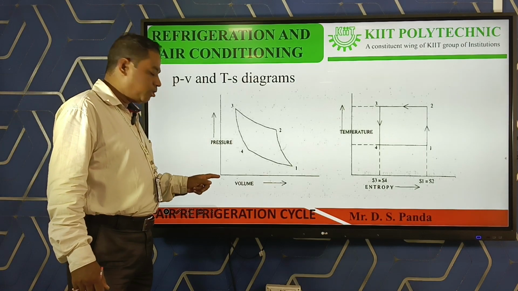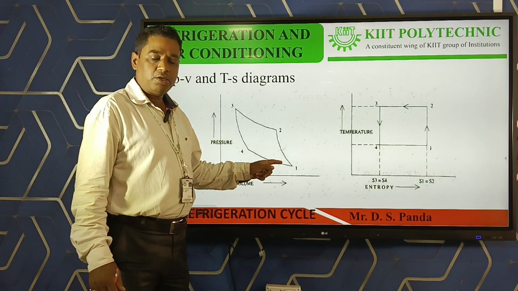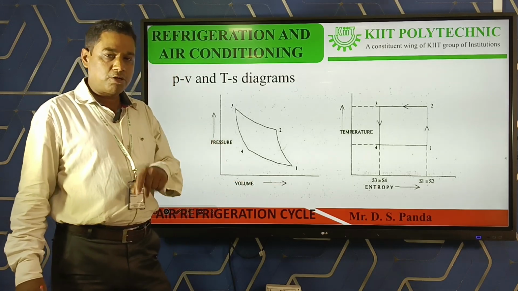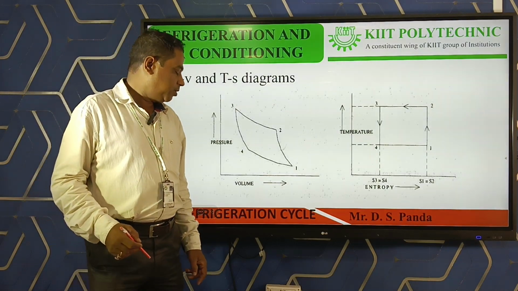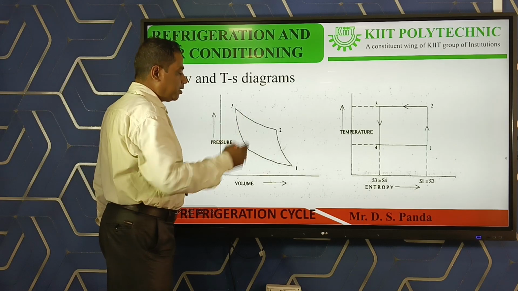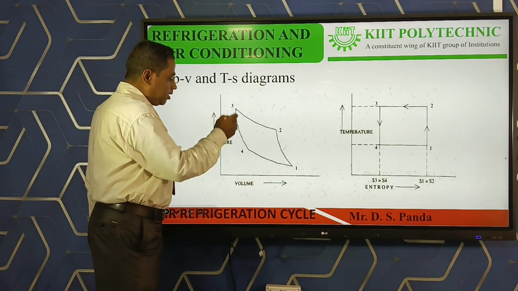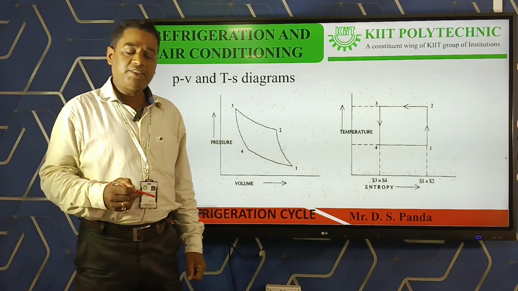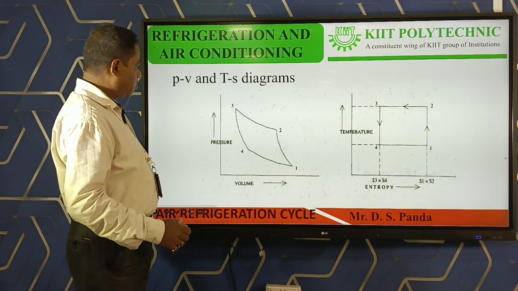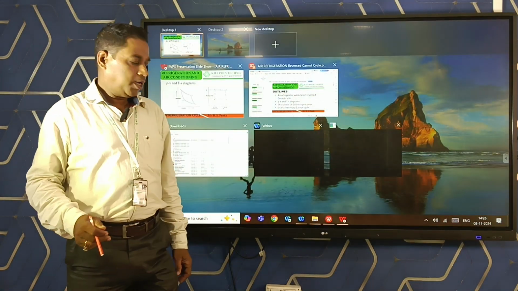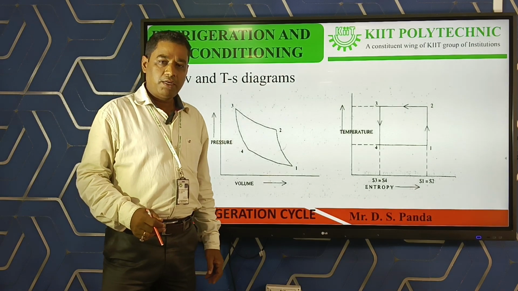This one is the pressure volume diagram of the reverse Carnot cycle, and basically it consists of two isentropic processes and two isothermal processes. 1 to 2 is isentropic compression, 2 to 3 is isothermal compression, 3 to 4 is isentropic expansion, and 4 to 1 is isothermal expansion.